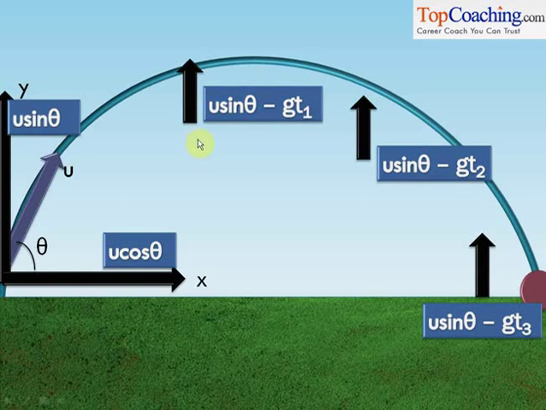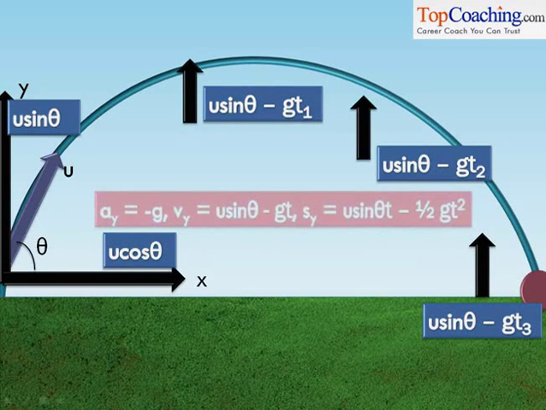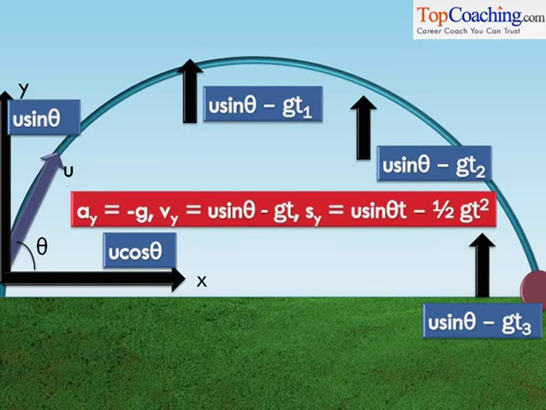So this is one fact that you must remember, that in case of projectile motion, we resolve the motion in two directions and then we apply the equations of motion along the x-axis and along the y-axis. As you can see, Ay, the acceleration along the y-axis, is minus g because it's g downwards. Vy, the vertical velocity, is u sine theta minus gt at any time t.